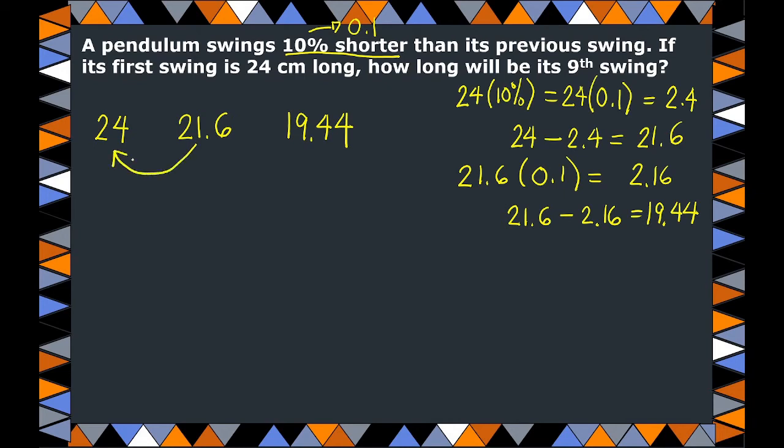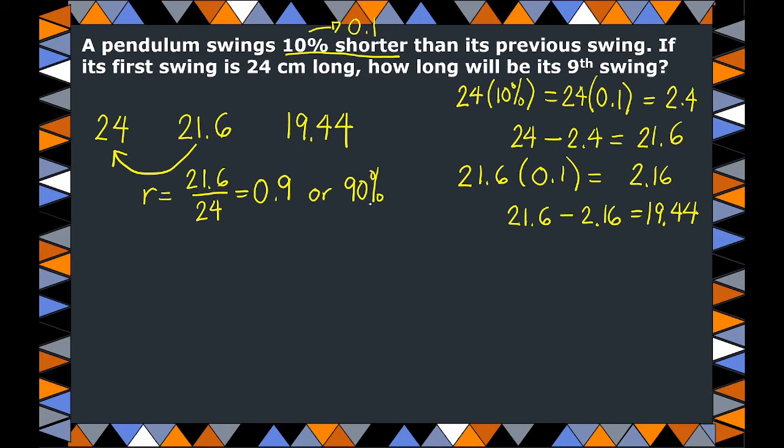Now, let us get the common ratio. Right? To get the common ratio, we will divide. So that is 21.6 divided by 24. You will get 0.9 for that, right? 0.9. How do you write 0.9 as a percent? You can write this as 90%.